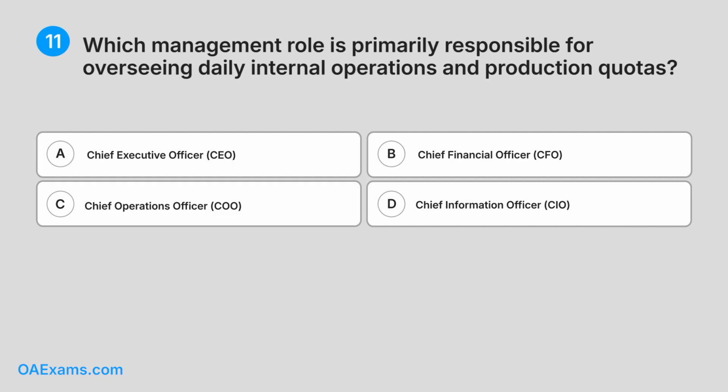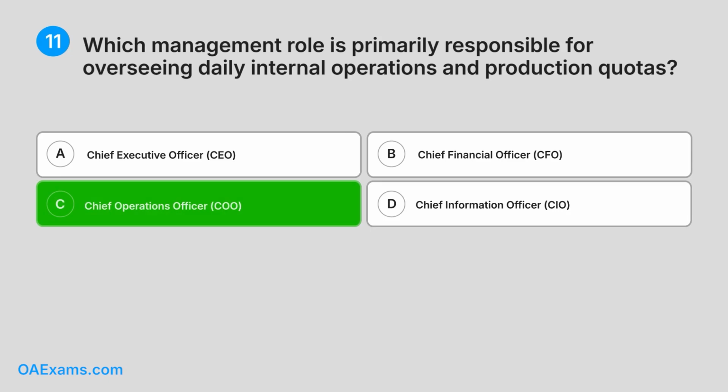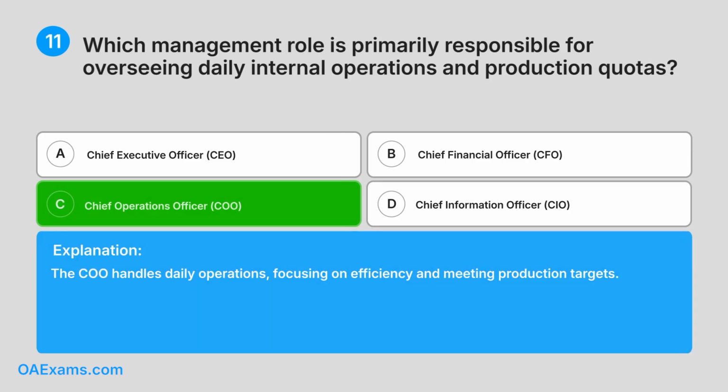11. Which management role is primarily responsible for overseeing daily internal operations and production quotas? A. Chief Executive Officer, CEO. B. Chief Financial Officer, CFO. C. Chief Operations Officer, COO. D. Chief Information Officer, CIO. What do you think is the answer? Correct answer, C. Chief Operations Officer, COO. Explanation. The COO handles daily operations, focusing on efficiency and meeting production targets.